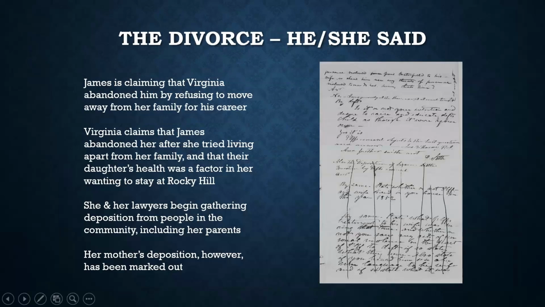So, as I said, the divorce essentially boils down to a he said, she said situation. James claims Virginia was refusing to ever leave Rocky Hill and was refusing to support his career. And Virginia was saying that James abandoned her because she did not want to leave her family in Rocky Hill. And so she and her lawyers began going around the community and gathering depositions from their neighbors and friends. One thing that was very interesting was that her mother's deposition, the questions for them were marked out. That's the record you see on this page where you see all the lines marked out. Those were actually the questions that would have been asked of her mother, but for some reason they took them out and they never asked them, and her mother was never deposed.